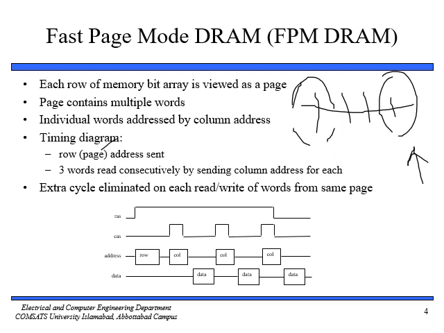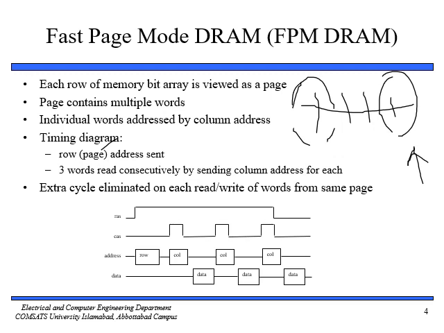Now, timing diagram. Row represents the page. Three words are read consecutively by sending a column address for each. So if we have three column addresses and one row address, we can read three words consecutively.